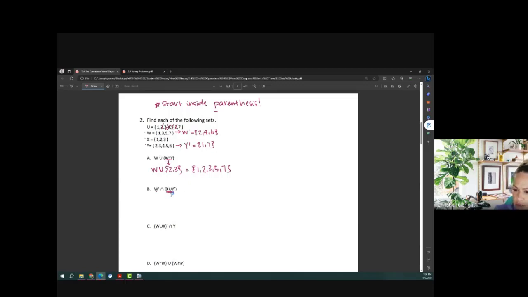So now we can start to perform our operations. So we have the union of X and the complement of Y. X has 1, 2, and 3. And then the complement of Y has 1 and 7. We already have 1 in there, but we can add 7 in. And then we are going to intersect that with the complement of W.